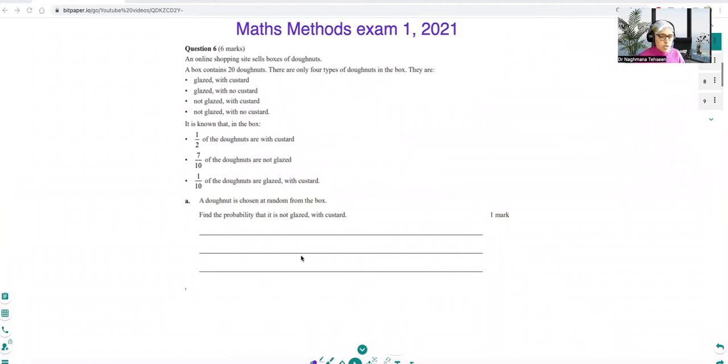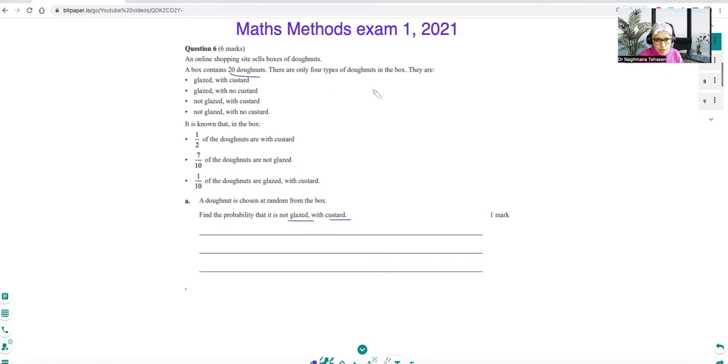Question number 6 is all about probability, where a lot of information is given. The very first thing you should do is focus on what is given and make sure you understand it. There is a box of 20 donuts with different toppings, and they've given us the probabilities for that. A donut is chosen at random from the box. Find the probability that it is not glazed with custard.